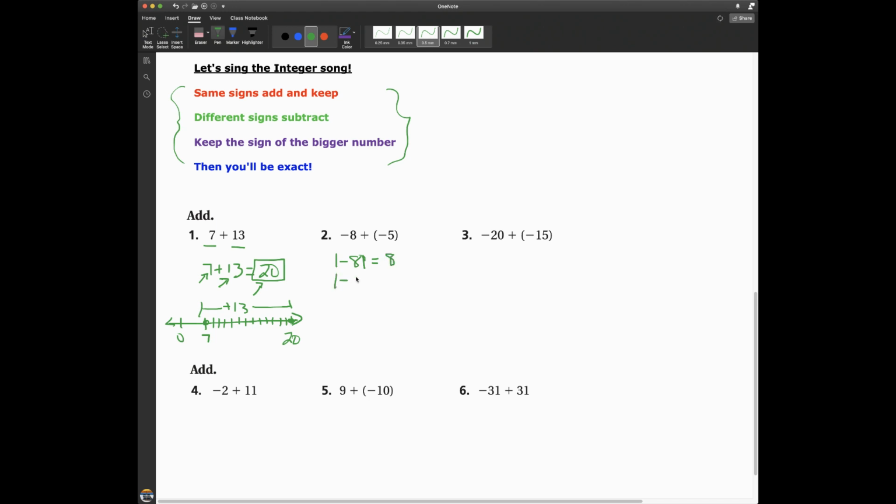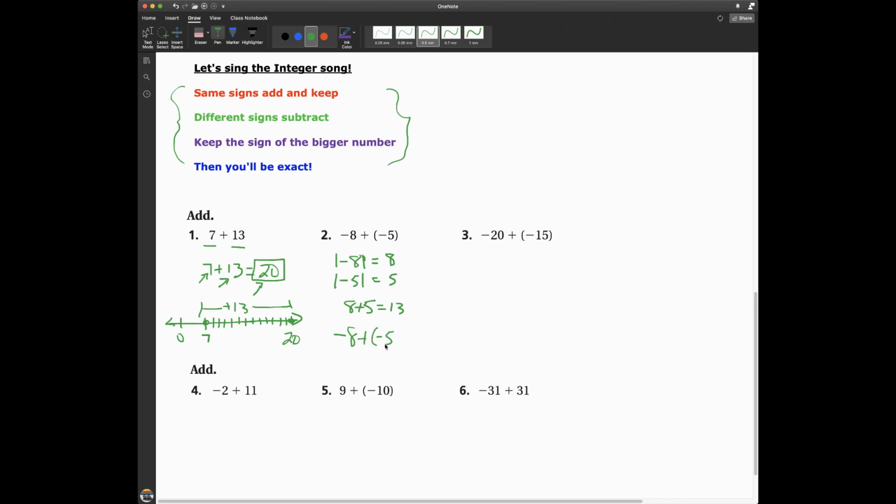The absolute value of negative 5 is 5. So I'm going to add these two numbers together. 8 plus 5 equals 13.